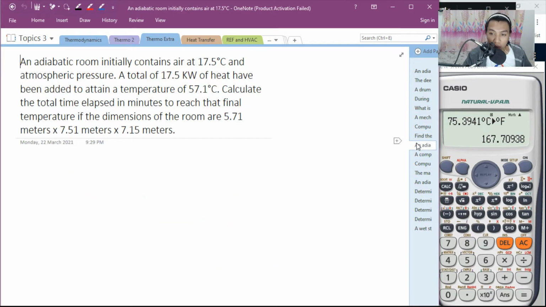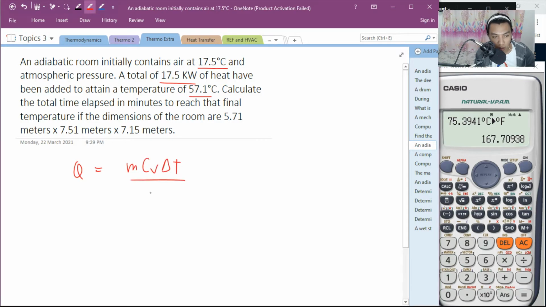Problem number 9. An adiabatic room. Ito na naman tayo sa adiabatic room. Okay, kaya lang oras na naman ang hinahanap. Adiabatic room contains 17.5 degrees Celsius and atmospheric pressure. Paulit-ulit na lang. So, meron kang total heat, meron kang added to attain. Ito yung final temperature. Calculate the total time elapsed. Okay? Dito nagmula yan. Q is equal to mCV delta T over T.